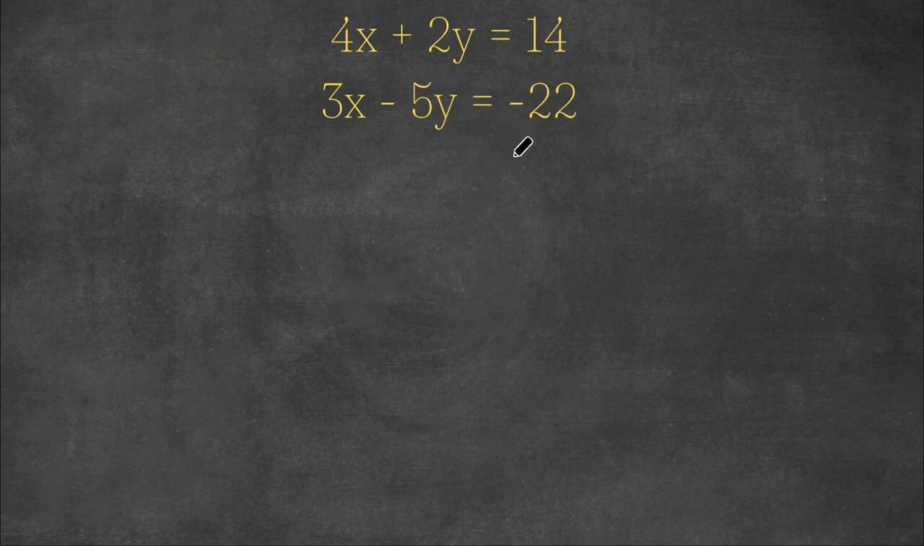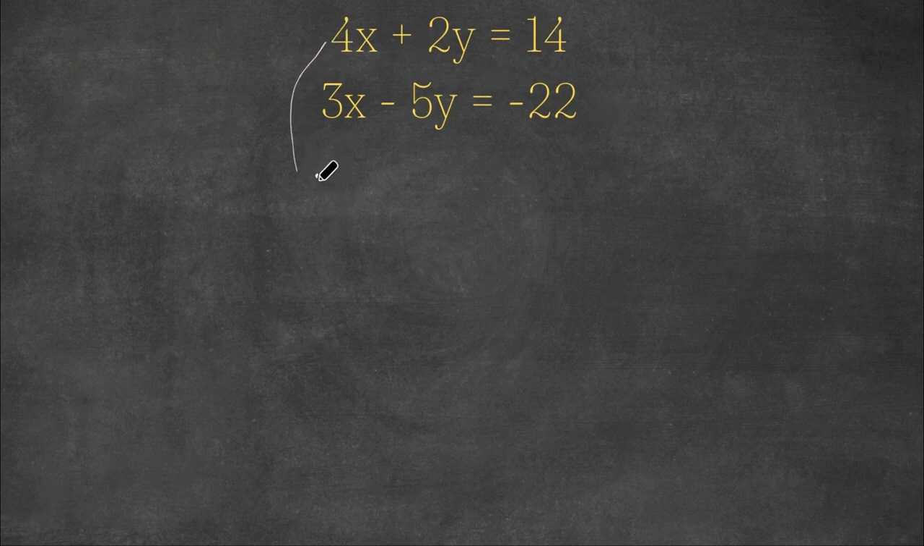In today's video, I'm going to be teaching you guys how to solve a system of equations using substitution. So as you can see, we have our two equations here, 4x plus 2y equals 14, and 3x minus 5y equals negative 22. And to use the substitution method, what we do is we pick one of these equations. It could be either the top one or the bottom one, doesn't matter. And we find the value of one of these two variables. So in this case, I'm just going to choose the top equation.